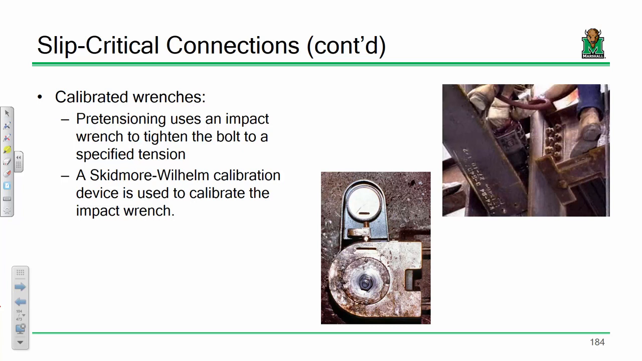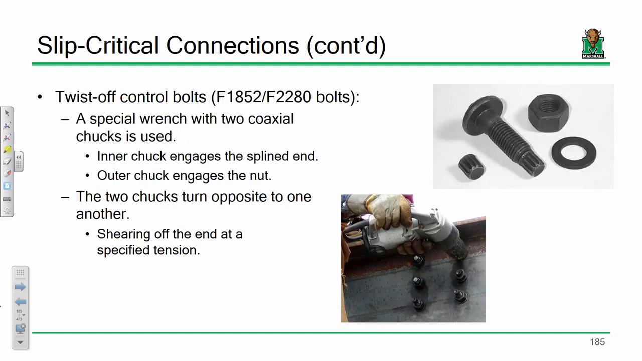So it can be a little bit of a pain to use at the beginning, but then once it's calibrated, you can start installing pre-tension bolts pretty quickly. Another similar method is kind of the same thing, but is to use what's called twist-off control bolts.